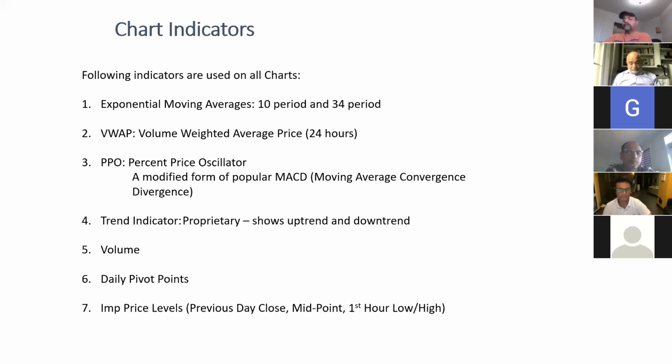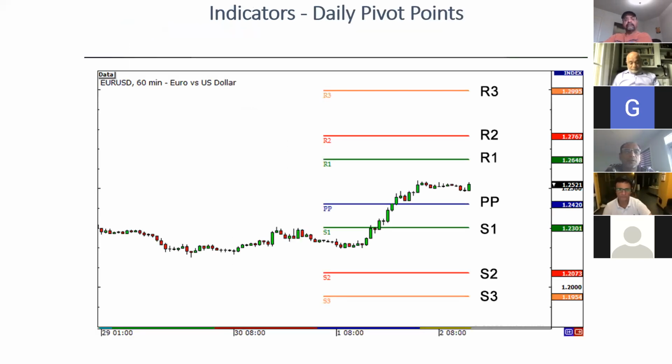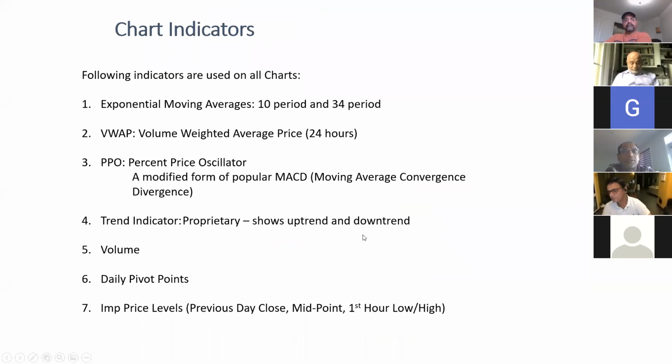Any question? Then otherwise we'll go into that. This is the pivot point. What happens. 10:35 means 10 days and 34 days. We are day trading.